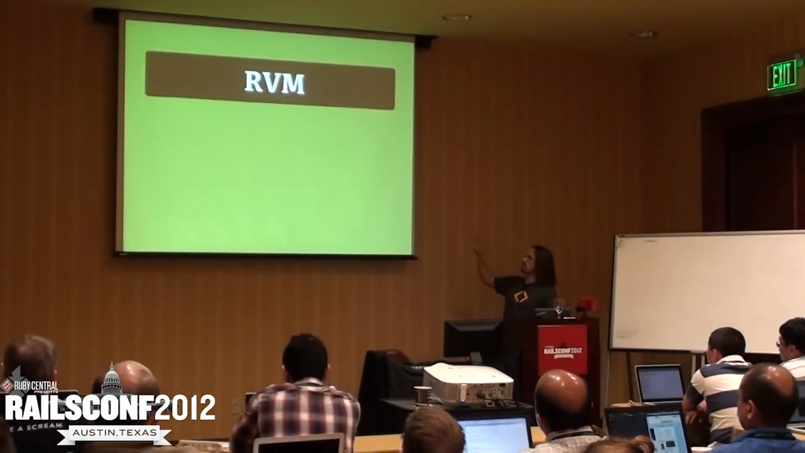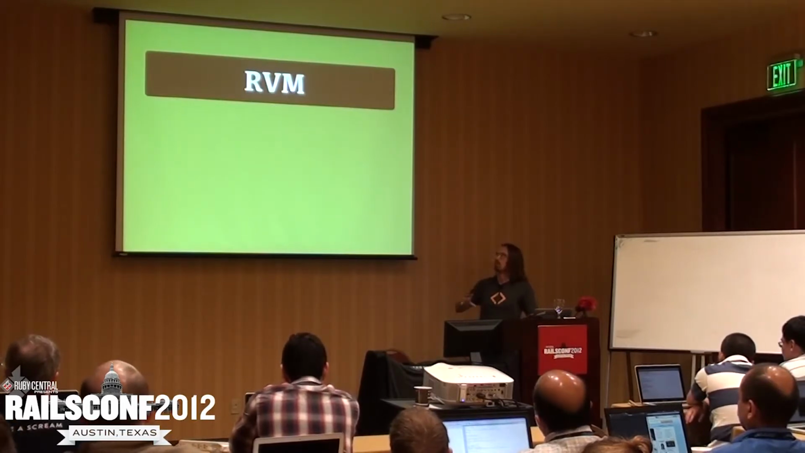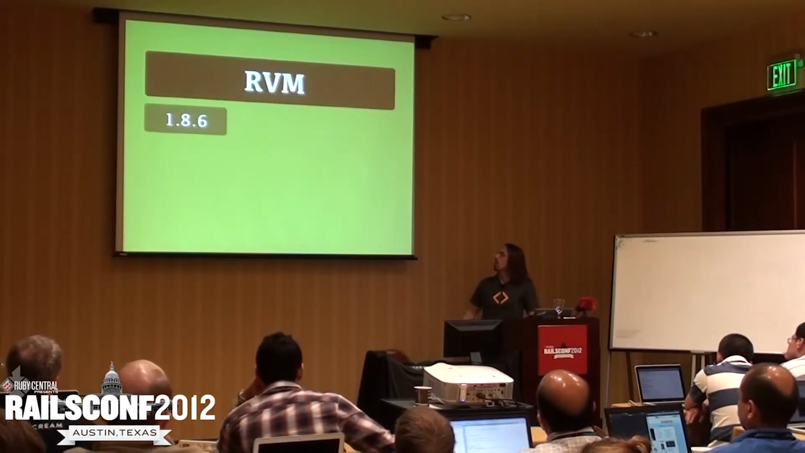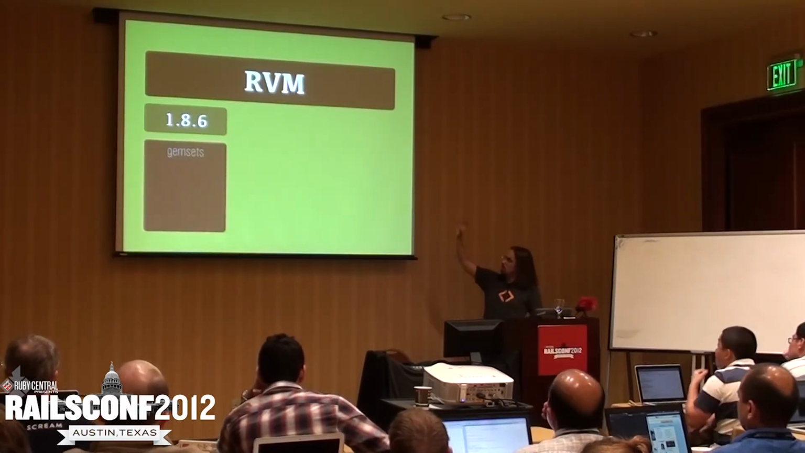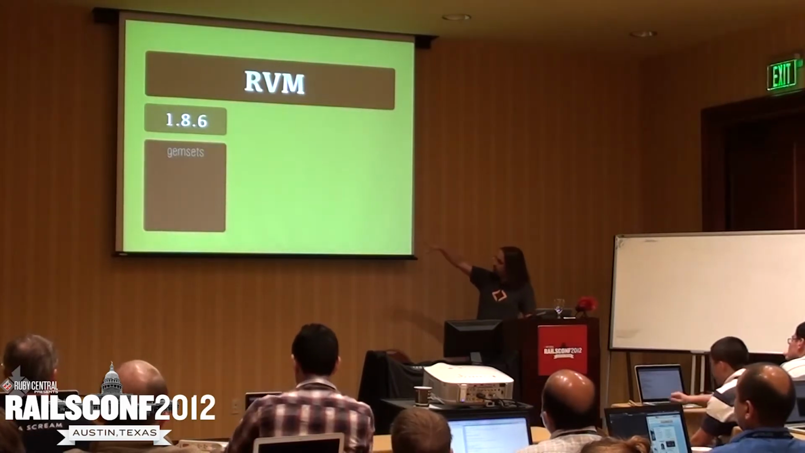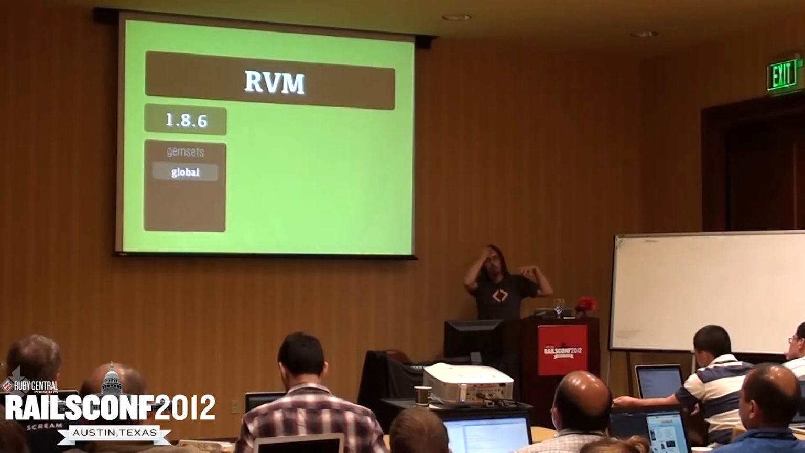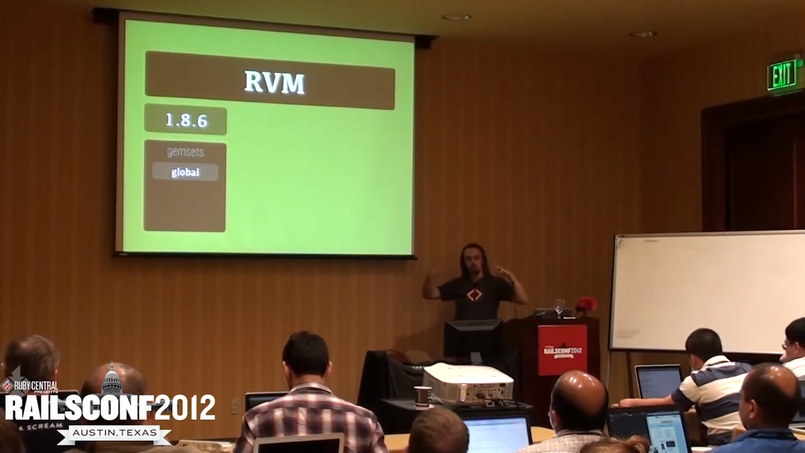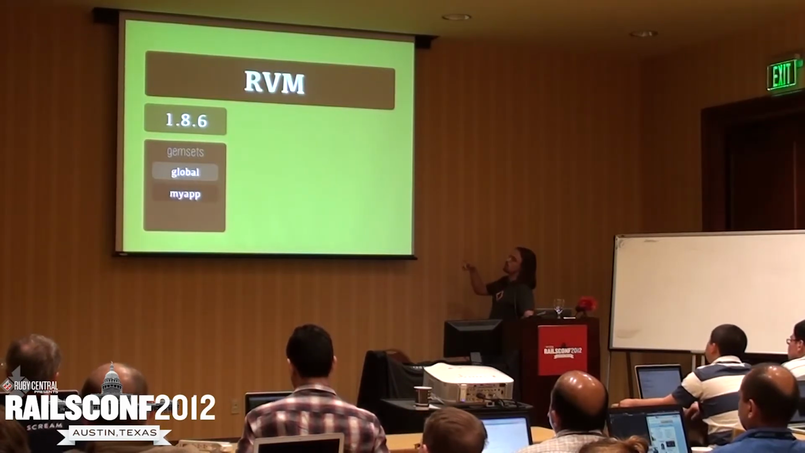Here's basically a breakdown of what RVM does internally, so you can conceive of what it does if you've never seen RVM. It's going to create a container for 186, and then a bunch of gem sets are going to be filled within that container. So you'll have a global gem set that shares basically everything: whatever you install on the global gem set, you'll be able to use on any of the other gem sets you create.